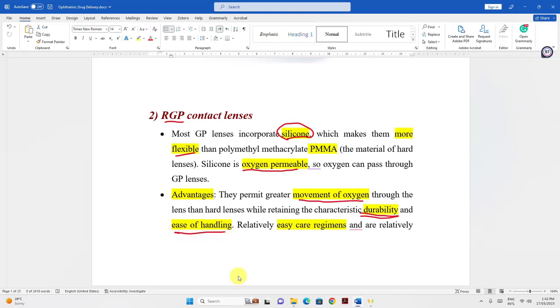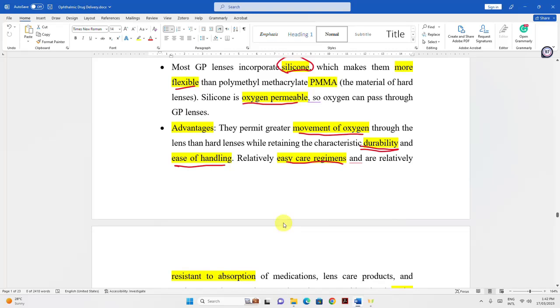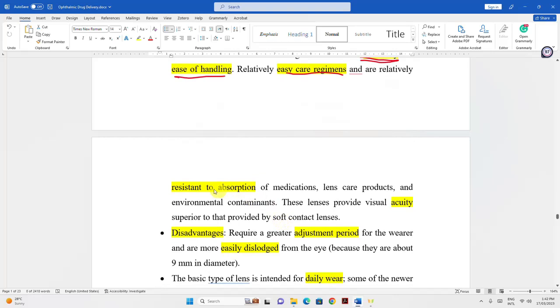Handling soft lenses is not easy because they are soft and very flexible, but it's easier to handle the rigid gas permeable lenses. And the regimens or the solutions to take care of these rigid gas permeable lenses are simpler, and they are more resistant to absorption of medication, and visual acuity is better than the soft contact lenses.